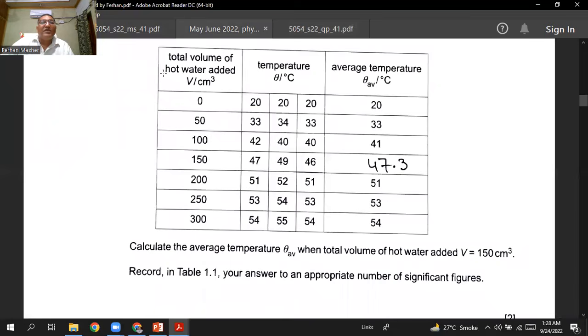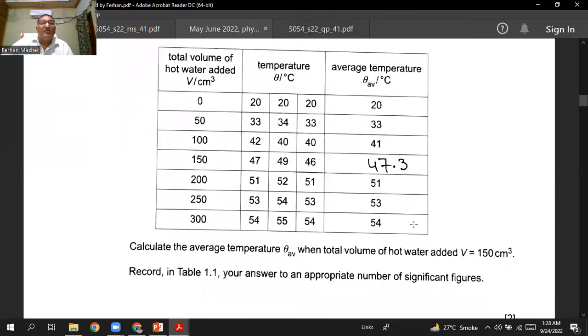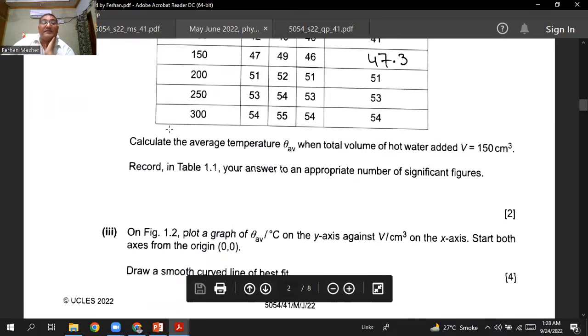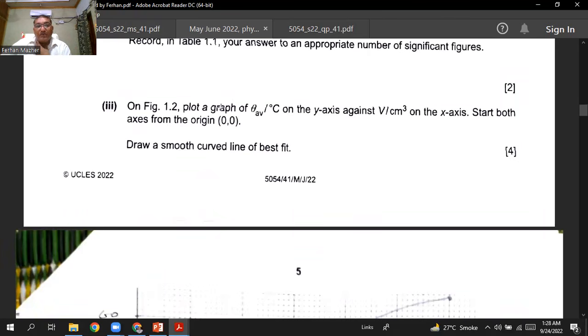So the answer will be 47.3. 47.33 is the answer. 47 in the table. Okay. So we will write here 47 because the other numbers are in two significant figures. So we will also write 47. Next question is on the figure 1.2.